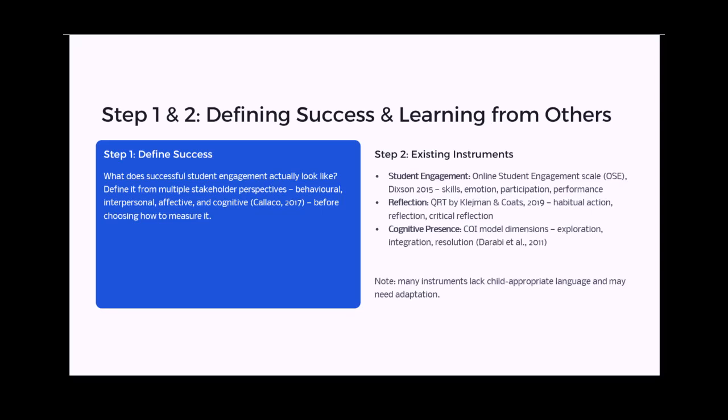It could be behavioural. How do they attend class? Do they look less distracted? It could be affective, that they enjoy engaging in the material, or it could be cognitive, where they complete tasks. So we need to look at what we're trying to measure, what dimension, and what success looks like for the students.